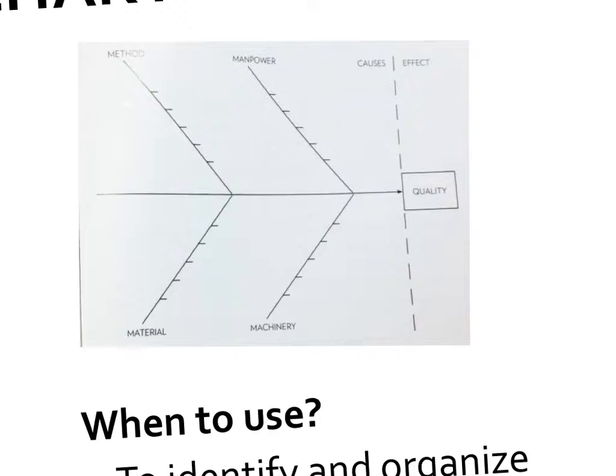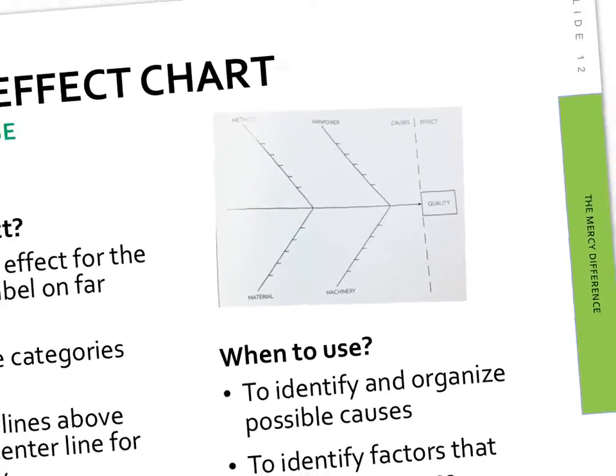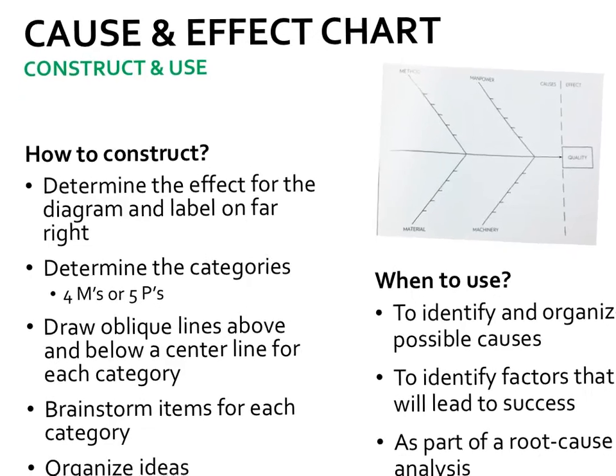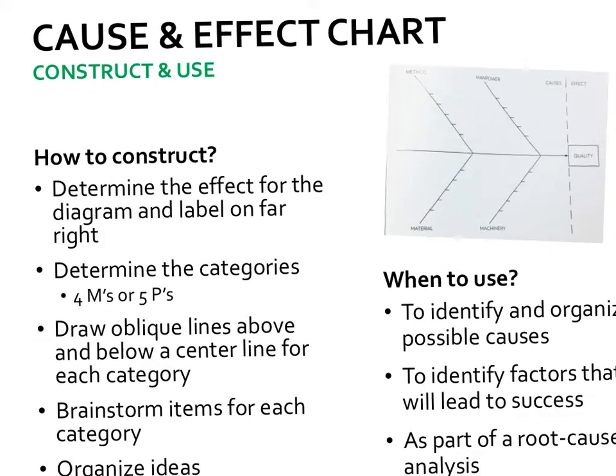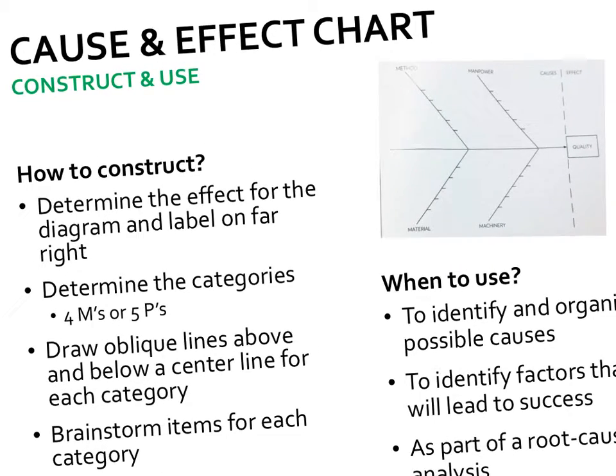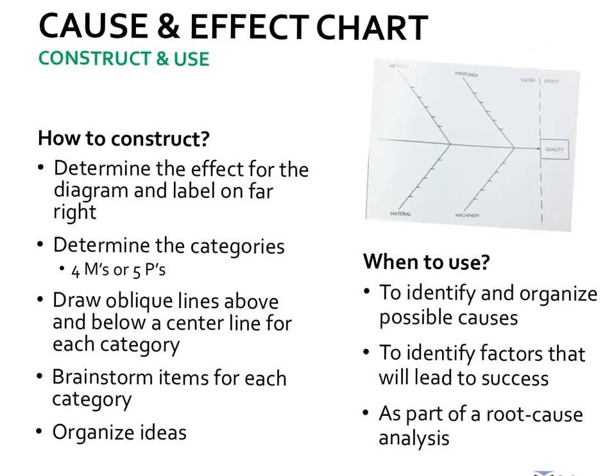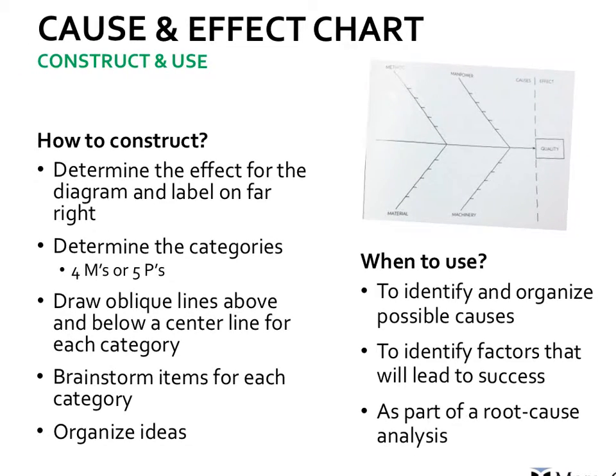There are schools of thought that say the main primary categories are either the 4 M's or the 5 P's. So the 4 M's are what's listed here on that particular graphic: manpower, so people, methods, machines, and materials. Now the 5 P's are just a little bit different way of looking at it, and I think the more categories that you have, the more complete your cause and effect chart is going to be. So I support more of a 5 P's than a 4 M's.